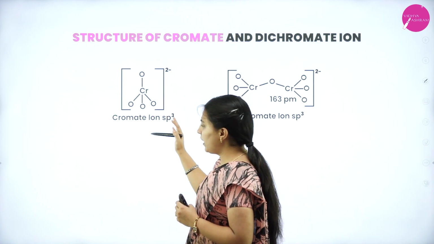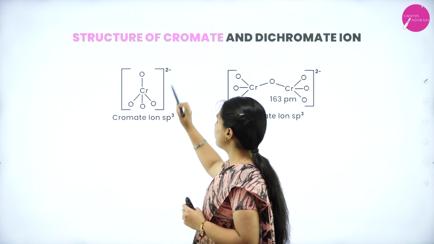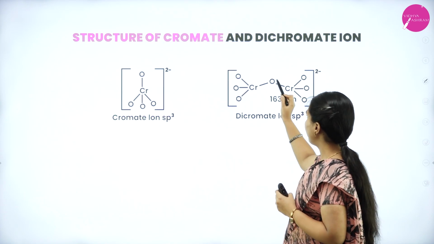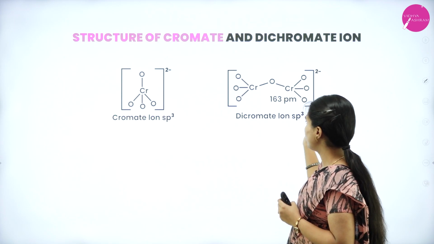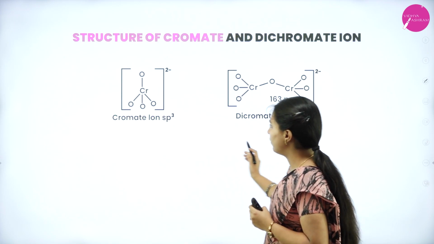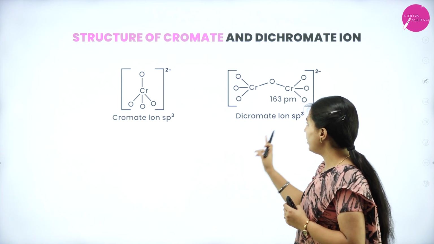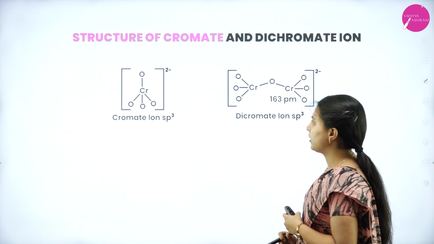This is the structure of chromate and dichromate ion. This is sp3 hybridization, chromate ion CrO4 2-. See here, dichromate: Cr2O7, 1, 2, 3, 4, 5, 6, 7, and this is 2-. This is dichromate ion. Both are sp3 hybridized. That is single chromate. This is dichromate with a 163 pm bond angle.